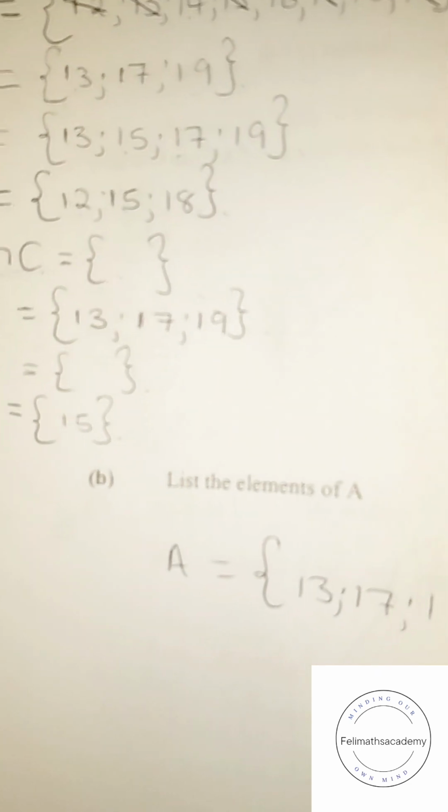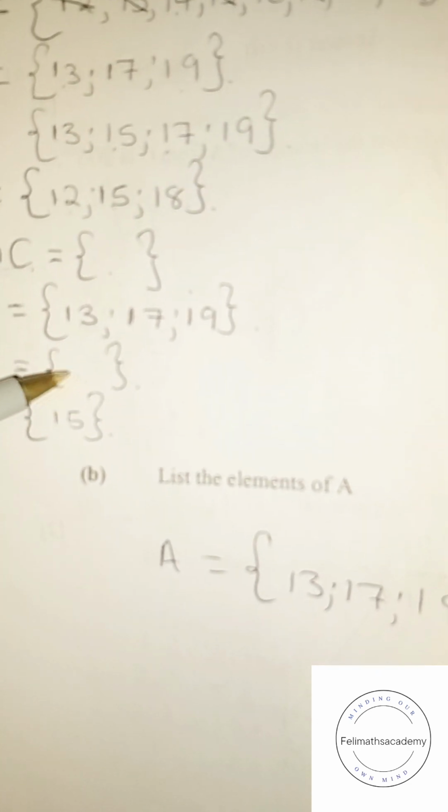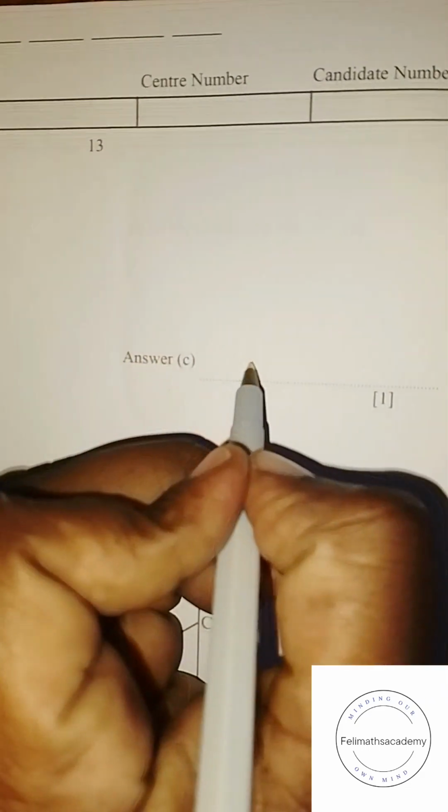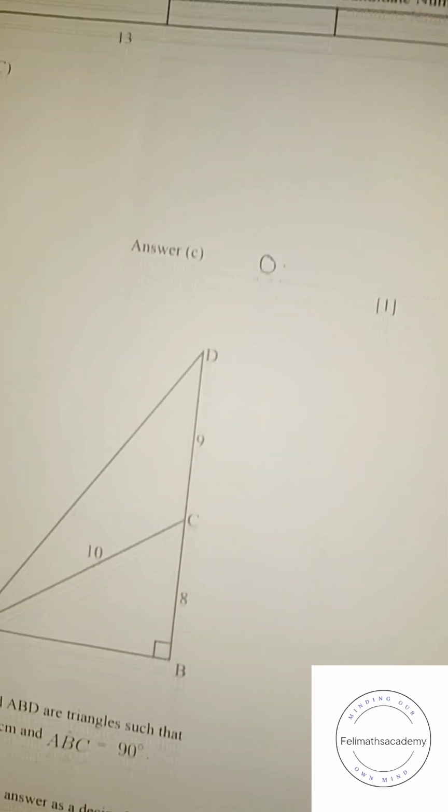And we now move on to C. Find the number of A intersection C. The number of A intersection C is 0. We do not have any element in this set. So A intersection C is equal to 0.